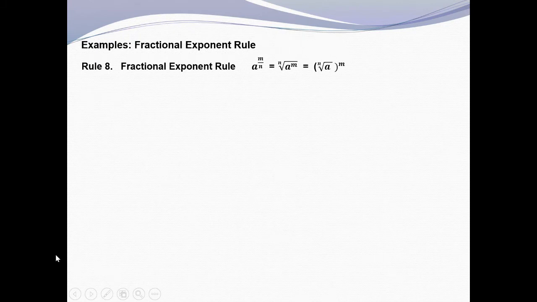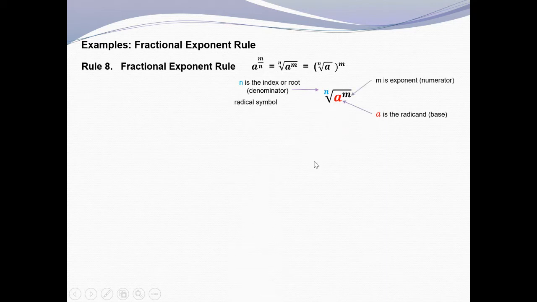Rule number 8. If you have a to the power of m divided by n, it's going to equal the nth root of a to the m power, or equals parentheses the nth root of a close parentheses to the m power. Now n is called the index, or the root. Then a is called the radicand, which is the base, and m is my exponent, which is the numerator. And this is a radical symbol.